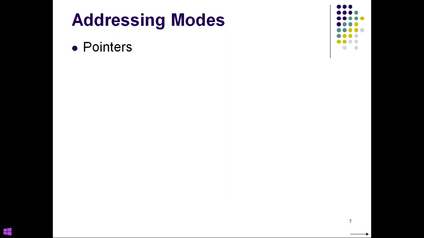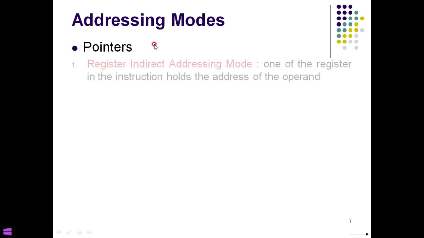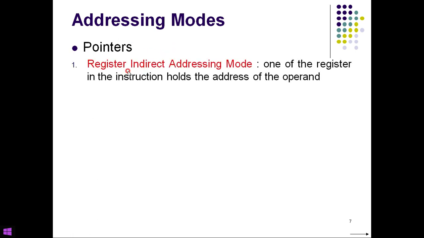The indirect addressing mode uses one important concept, which we call pointers. We'll be using the pointers, so that's why we call it register indirect addressing mode. Again, in indirect addressing mode we have two things: either with the help of a register or with the help of a memory location. Whenever I use a register, we call it register indirect addressing mode. Whenever we use a memory location, we call it memory indirect addressing mode.